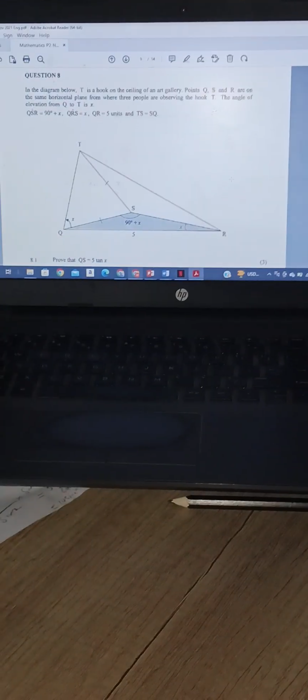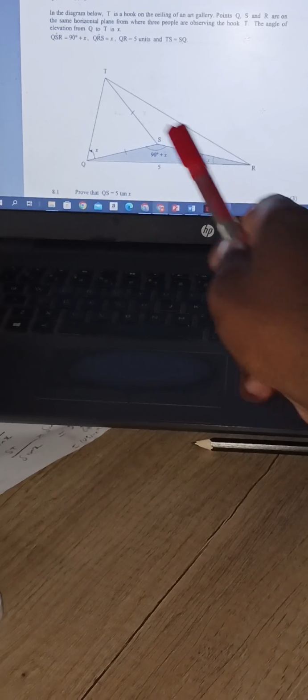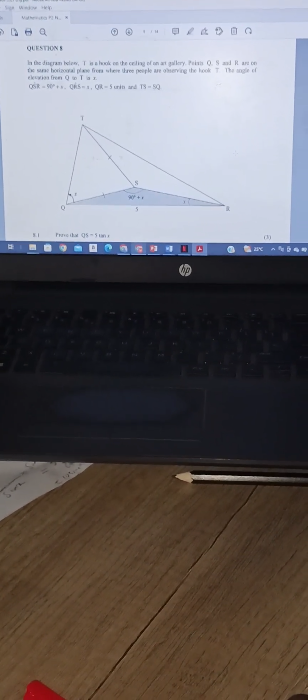Okay, we have a question here on trigonometry 3D, and in the diagram there, T is a hook on the ceiling of an art gallery. As you can see, T over there, and point Q. There is point Q, S, and R. They are on the horizontal plane from where three people are observing the hook.